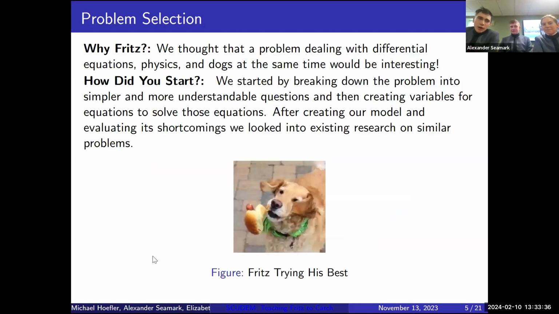So why did we pick the problem that we picked? Well, we scanned the problem selection, and the Fritz problem looked particularly interesting to us, since it would not only involve differential equations, but we would also get to work with some physics and dogs at the same time. It looked like the most interesting problem on the list. So we started by applying our knowledge from the differential equations class to the problem and creating a basic model. And then once we got through that, we looked into some existing research on how humans catch things, which we applied to the Fritz problem.